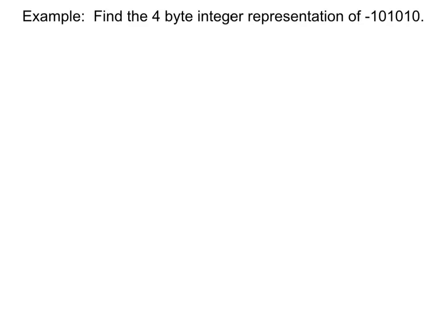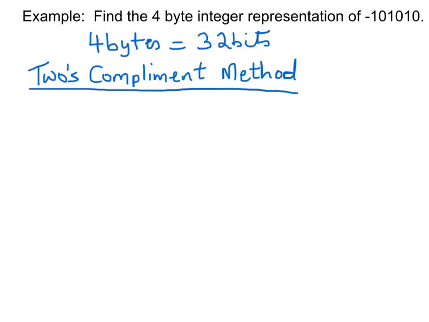Now let's look at this example. Find the 4-byte integer representation of minus 101010. Now, just as we did before, 4 bytes, let's figure out how many bits that is. Well, it's 4 by 8, which is 32 bits. So we're going to have 32 bits in this number. So we're asked to represent a negative number, minus 101010. It's a decimal number, so we employ again the 2's complement method.